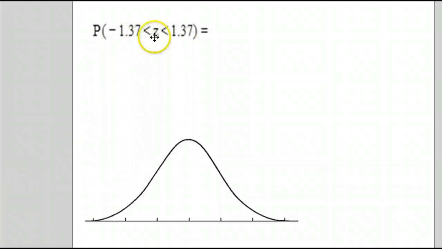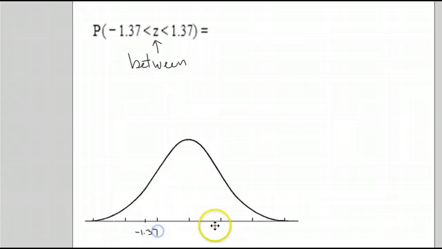Now if it just gives you this notation, this is another way to say between. So when you see z between two numbers, that literally means the probability z falls between these two numbers. So we have symmetry, there's negative 1, negative 1.37 will be around there. Positive 1.37 will be around there. And then we're looking at the area between these two values underneath the curve. So this is what I'm looking for.